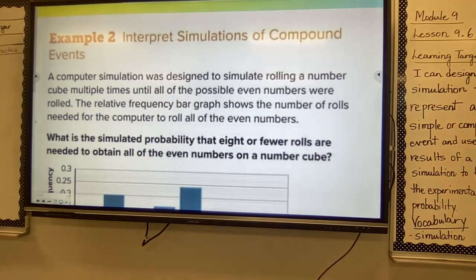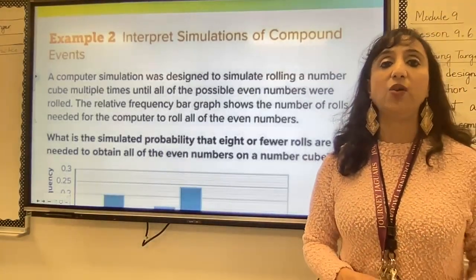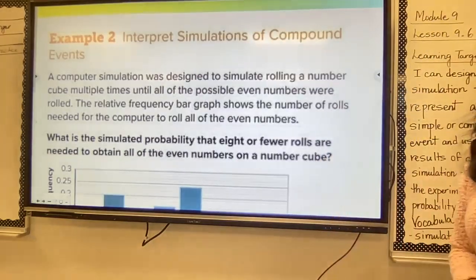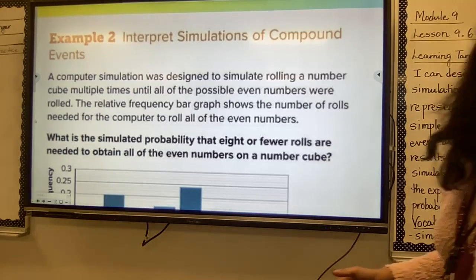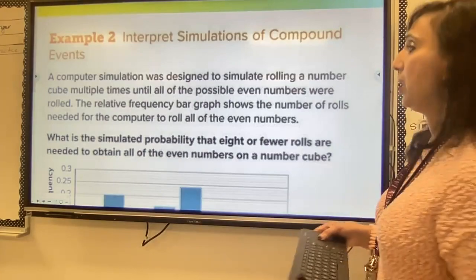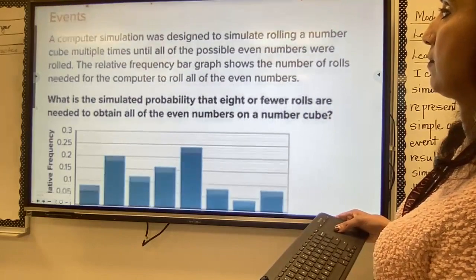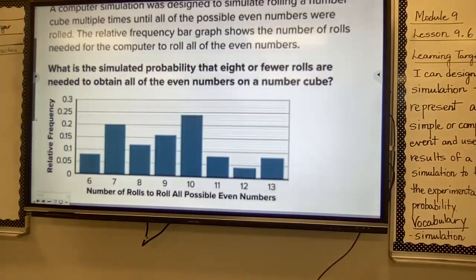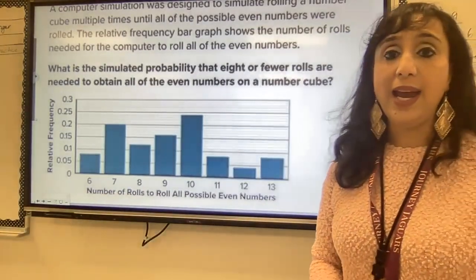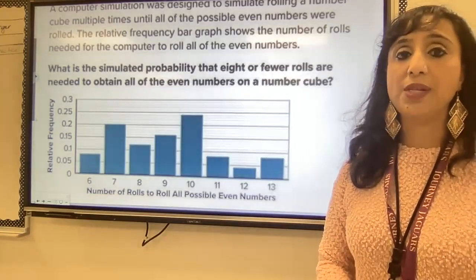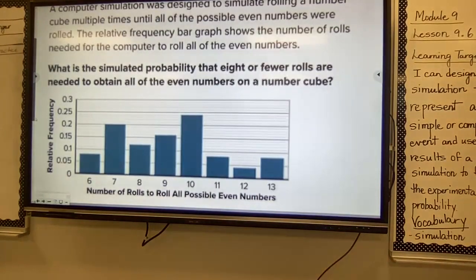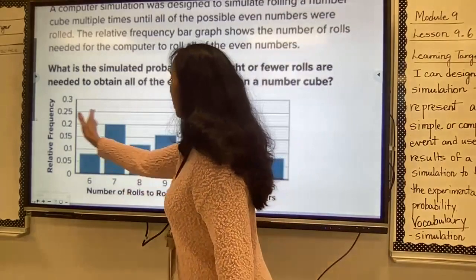All right, so a computer simulation was designed to simulate rolling a number cube multiple times until all of the possible even numbers were rolled. The relative frequency bar graph shows the number of rolls needed for the computer to roll all of the even numbers. So here is my graph. Okay, so what is the simulated probability that 8 or fewer rolls are needed to obtain all of the even numbers on a number cube? So if I'm looking at this graph, I need to look at 8 or less. Okay, so we have 8 or less.